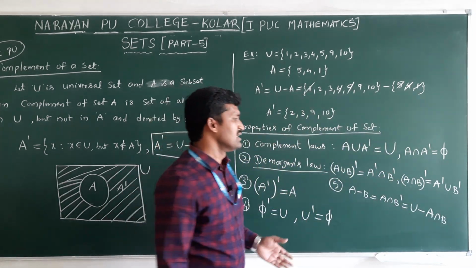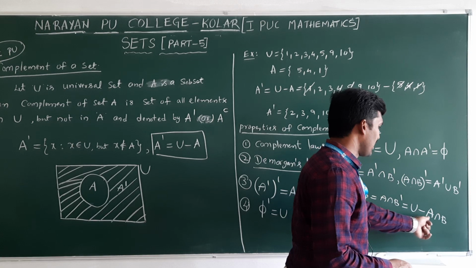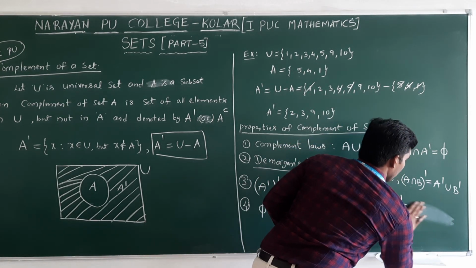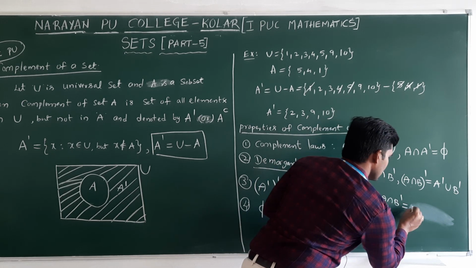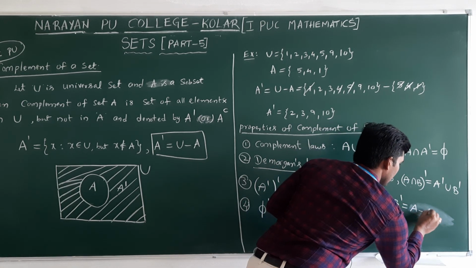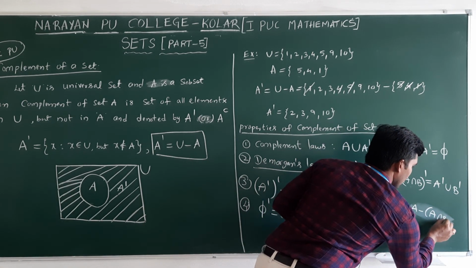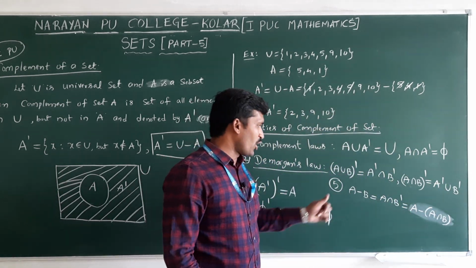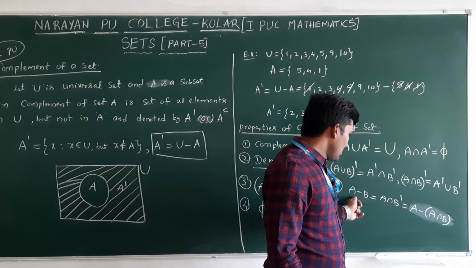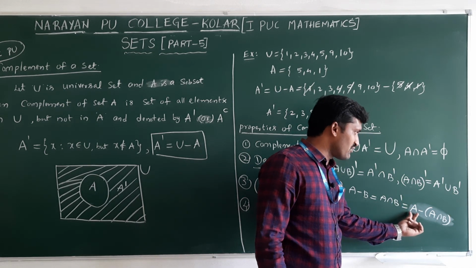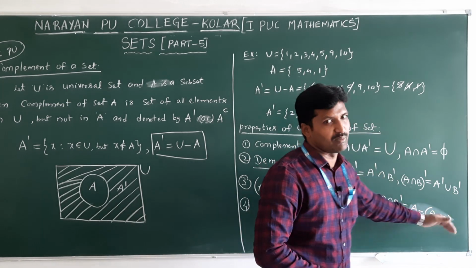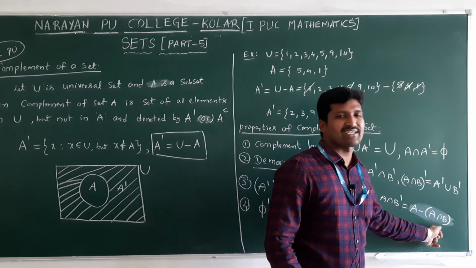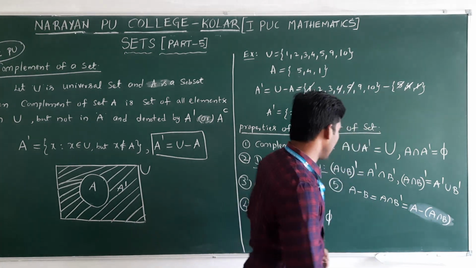In general notation, you can take U minus A intersection B, or you can take A minus A intersection B. A and not B means what? Only the elements belonging to A are kept, and the elements common to A and B we are eliminating. That's why A minus A intersection B is the condition we can take.